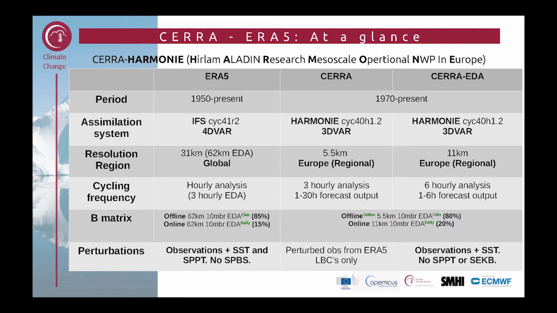I also put the perturbations down here because I wanted to make it clear that, for example, if you were worried about uncertainties in the model, that's not something that can be had out of CERRA's EDA, but it is something that was done in ERA 5, and you can get that from ERA 5. So there's a clear distinction there. You'll notice that in ERA 5, the observations, the SST and the stochastic perturbation of physical tendencies were included, whereas in CERRA, it was just observations and SST.